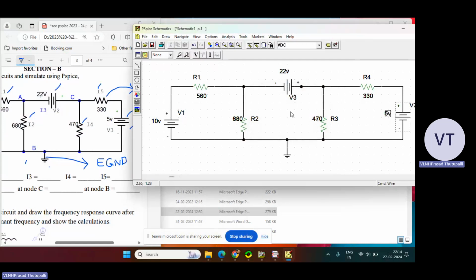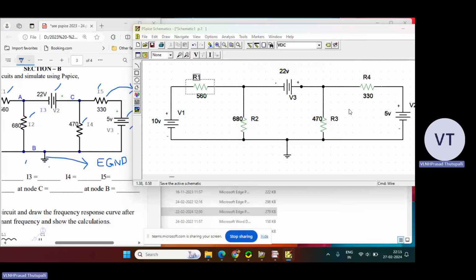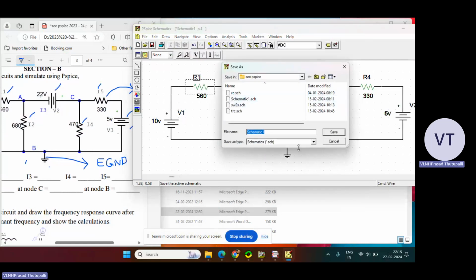And one more thing you have to remember: don't change the name. You may want to change the name of this particular resistor like R2, R3 or something like that, but the reference designator should not be changed. You should not change this to something else. So you don't touch the name of the component. Okay. So save this. Once you have constructed the circuit, save this with some name.